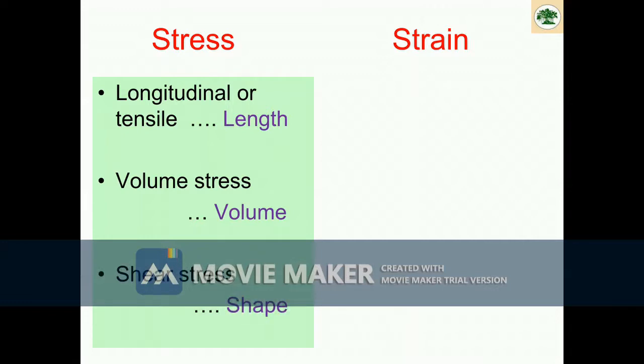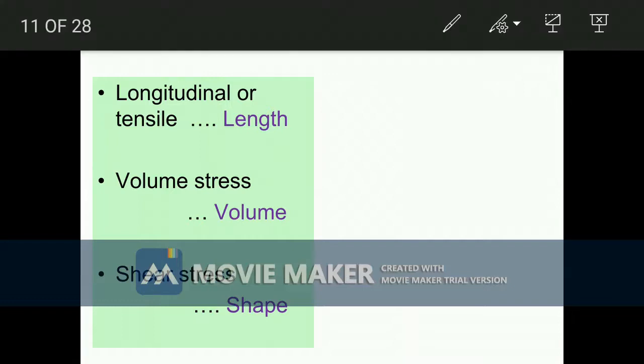When the stress is measured related to the length, the stress is called longitudinal or tensile stress. When stress in the body is measured in terms of the volume, then it is called volume stress. When stress is measured related with the shape of the body, then it is shear stress.